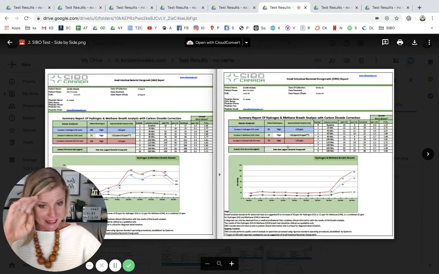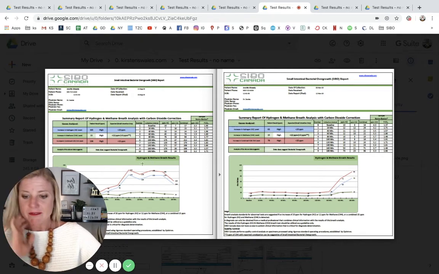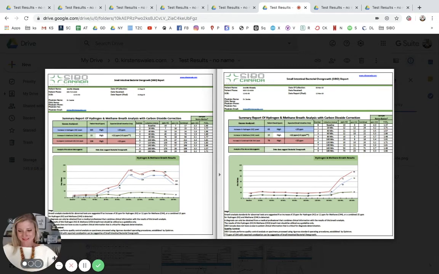And these are just some side-by-sides. So what have we got here? I'm kind of in the way. I'll just make myself smaller.